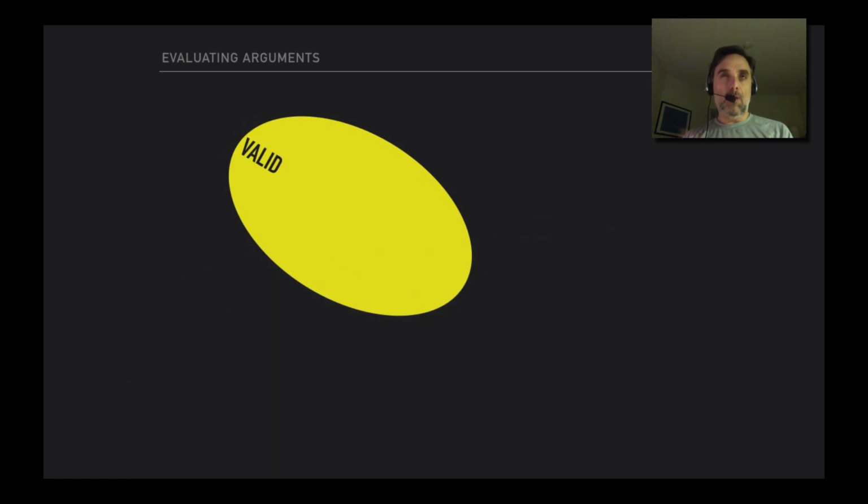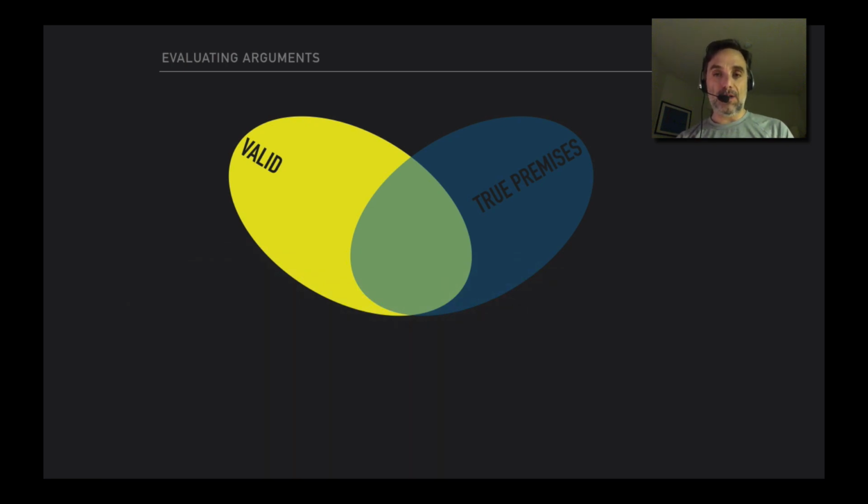I want to talk a little bit about why an unsound argument might have a true conclusion or might have a false conclusion, and just to make that really clear, because we can get confused about that sometimes. So okay, let's imagine that all the valid arguments are in this yellow oval, and all the arguments with true premises are in this blue oval. Where they overlap, those are the sound arguments. Those are all the arguments that are both valid and have true premises. And we know that, as we've been saying, if an argument is sound, so it's in that overlapping area, then it's guaranteed to have a true conclusion.